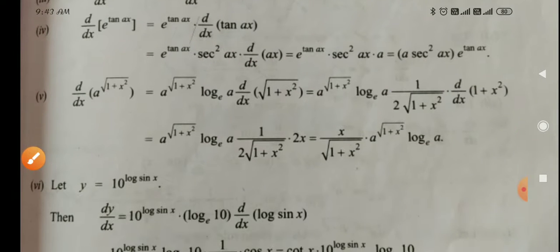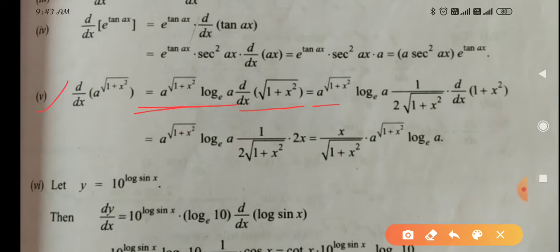Next part you can see, fifth part, differentiation of a to the power under root 1 plus x square. So you can take it as a to the power x. So a to the power x differentiation, a to the power x log a to the base e. So a to the power under root 1 plus x square log a to the base e, you can see. Now after this, in multiplication, d upon dx of under root 1 plus x square, and its differentiation, you know, 1 upon 2 under root 1 plus x square.